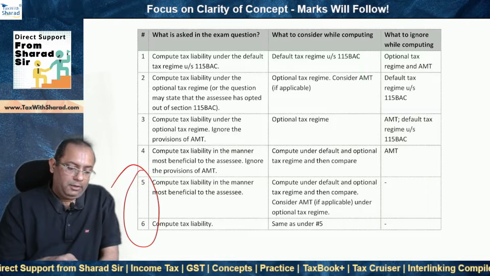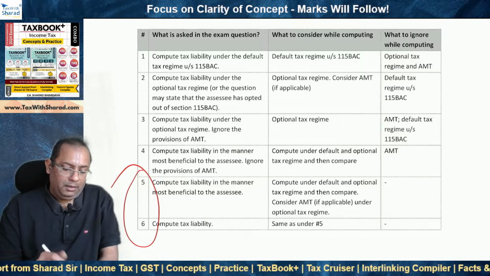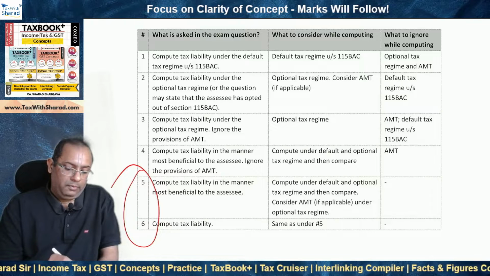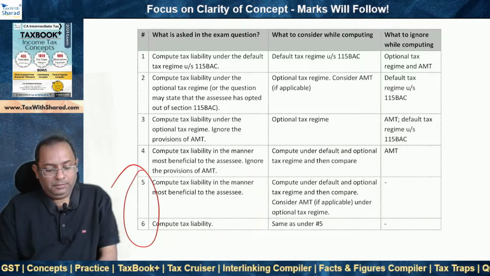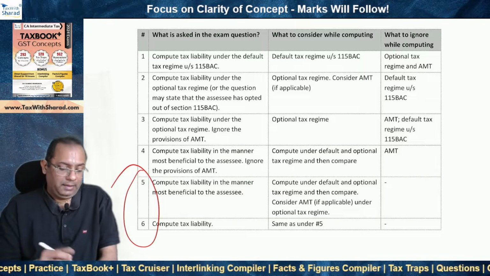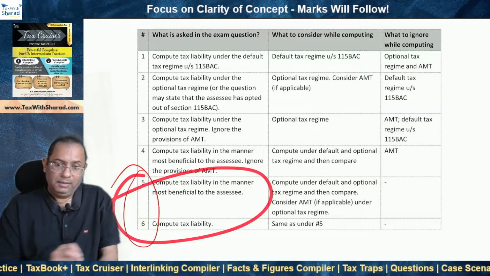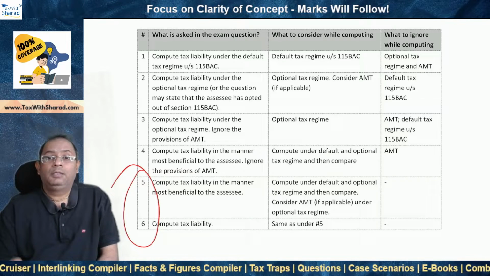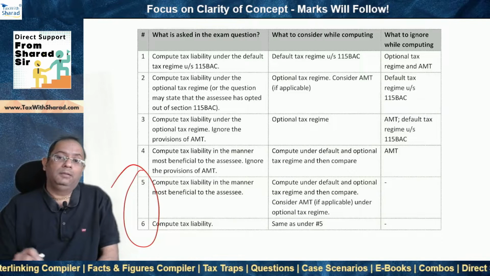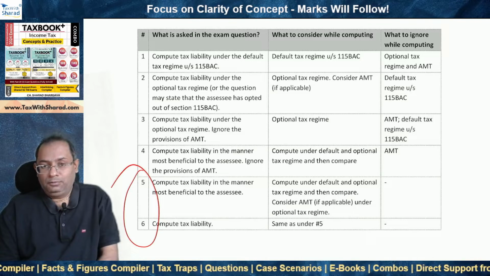So what we will do in this video is we will look at how to make computation when the question is worded like this, as in serial number 5 and 6 here. When the default tax regime is also to be considered, optional tax regime is also to be considered, and AMT provisions are also to be considered.